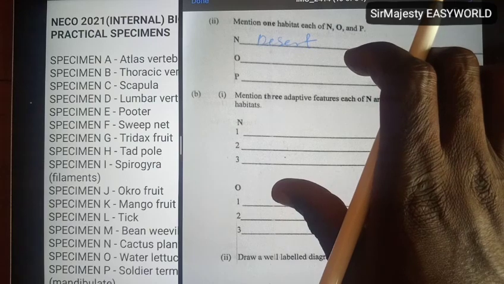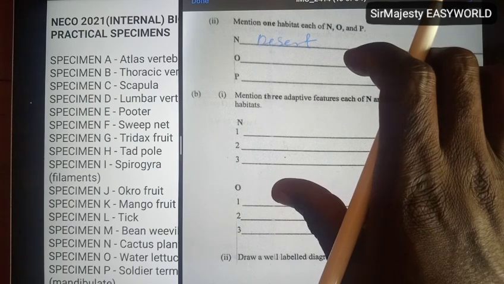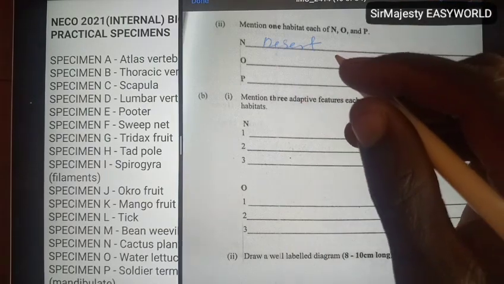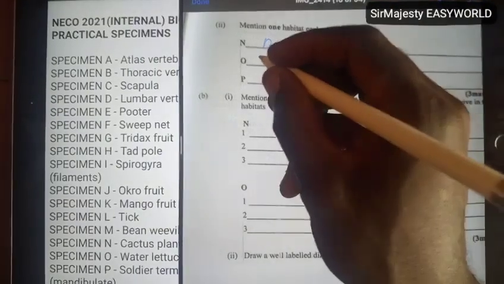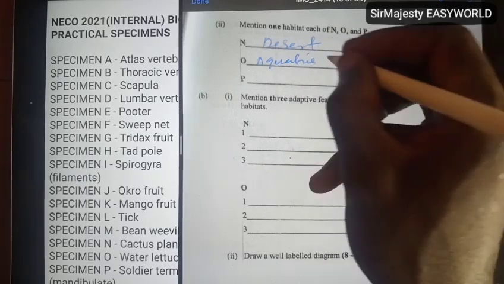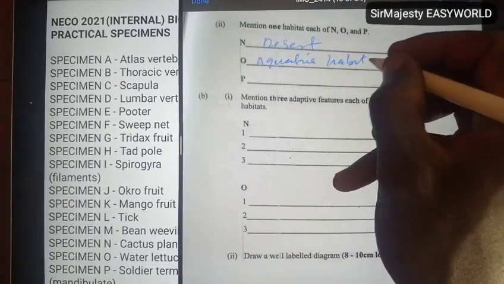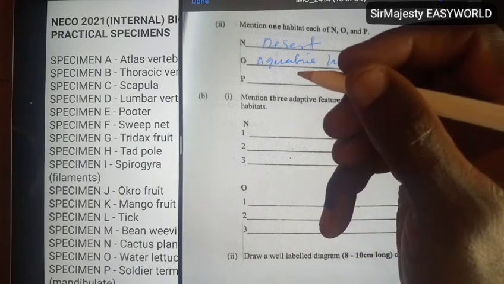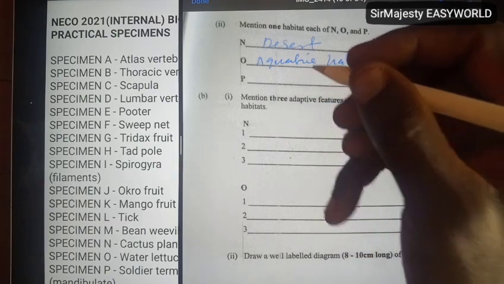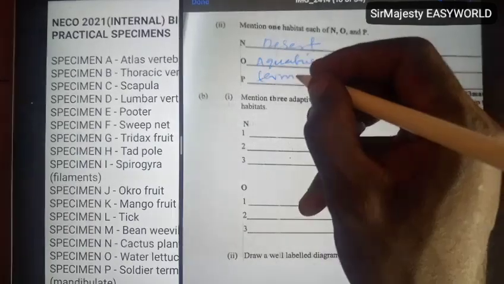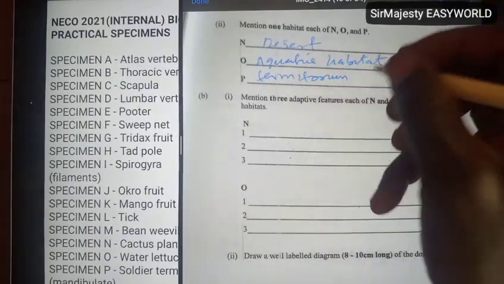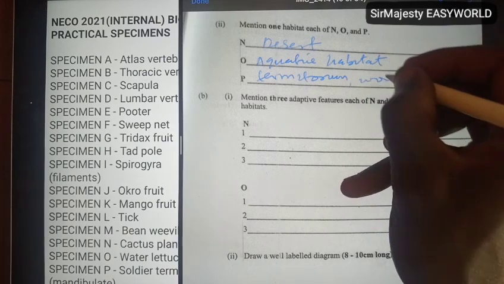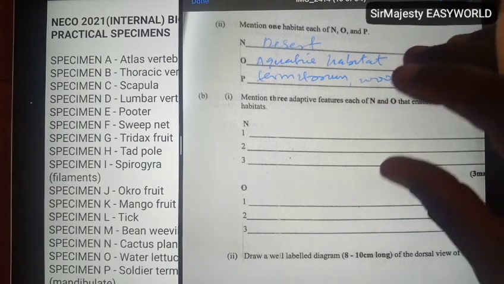Then O is water lettuce. You can use aquatic habitats, of course. In aquatic habitats, usually freshwater habitat like river. Then P is soldier termite. It's found in a termite mound or anthill, termitarium, depending on the place. You can find it in wood, of course. That's the places they can occur. There are many things that can serve as an answer here.